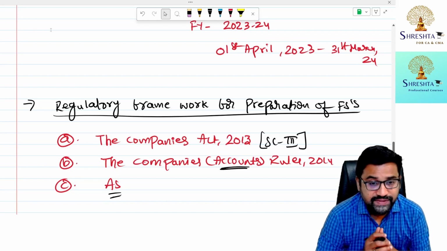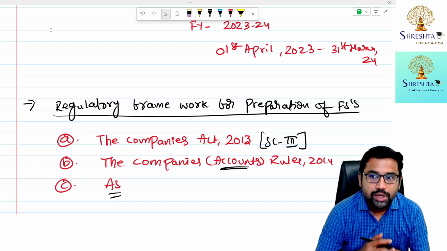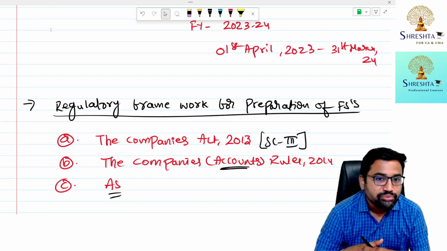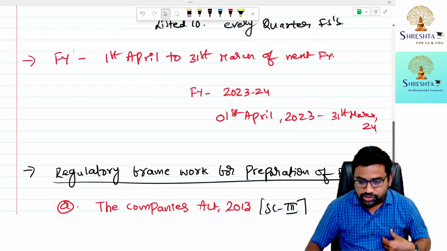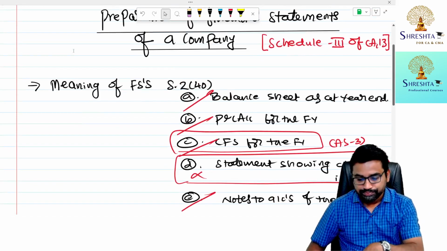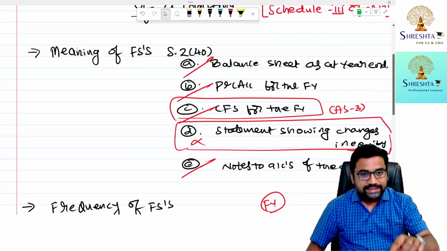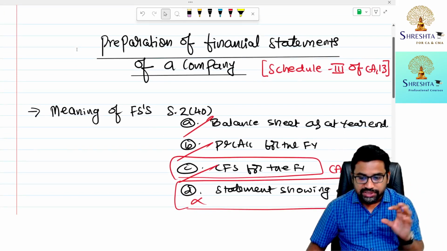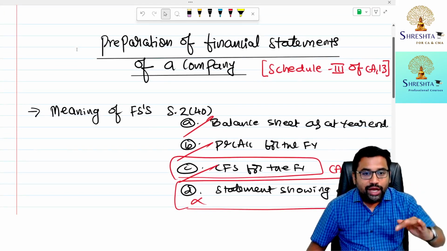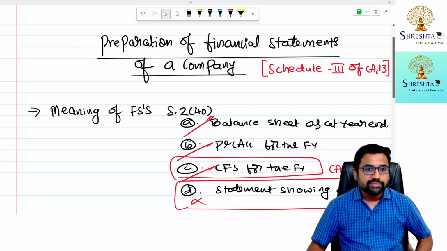If you observe the accounting standards, there are some disclosure requirements. All those disclosure requirements we need to make in financial statements, in notes to accounts. Of course, notes to accounts is also part of financial statements, I told you. Okay, so we started the chapter relating to preparation of financial statements of a company. That is nothing but we have to learn how to prepare financial statements of a company.